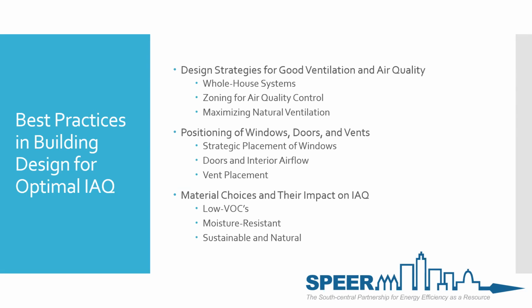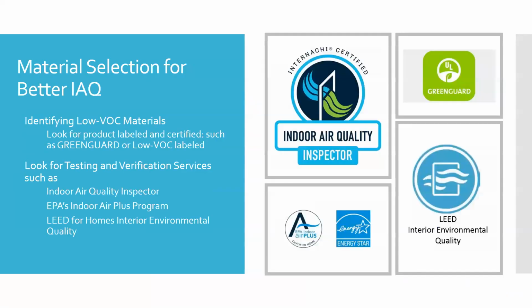And then material choice and the impact on IAQ. Use low VOCs, use moisture resistant products, and then sustainable and natural products as much as you can. And no one's saying that natural is all perfect, but it's better than the chemicals that are actually in there. So by incorporating thoughtful ventilation strategies, strategically positioning windows, doors, and vents, and choosing the right materials, we can significantly enhance the indoor air quality of our homes. So these elements are not just individual factors, but also part of a synergistic approach to buildings being healthier and better and healthier living spaces on the inside.